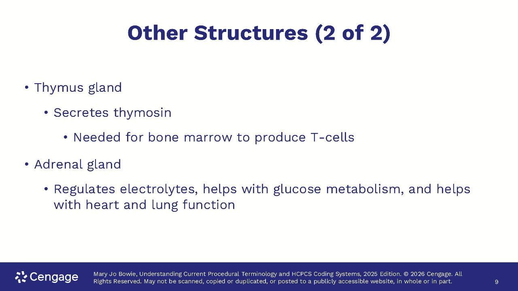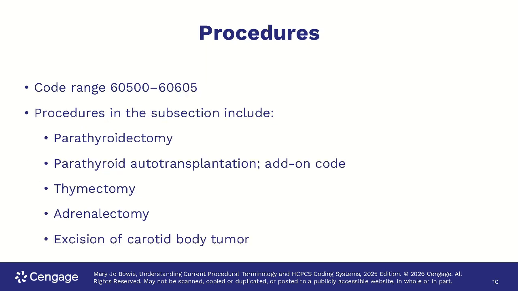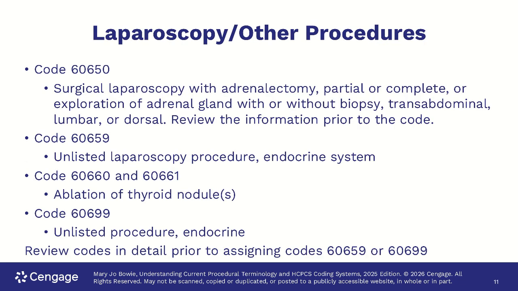Procedures that are completed on the parathyroid, thymus, and adrenal glands and the carotid body, which is a term you probably remember from PCS coding, are in the range of code 60500 to 60605. All right, so these are the actual ranges of codes. Some of them are add-on codes. And in case you're wondering, do we have some transplant something or another? You know we do. All right.